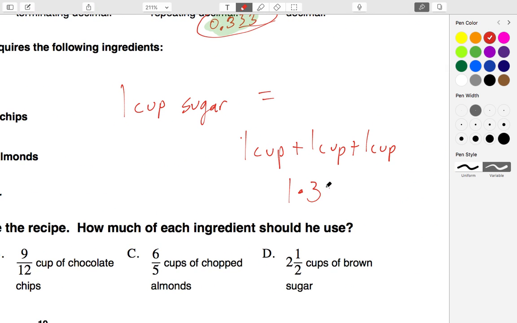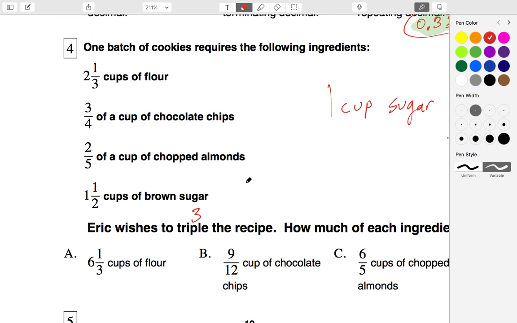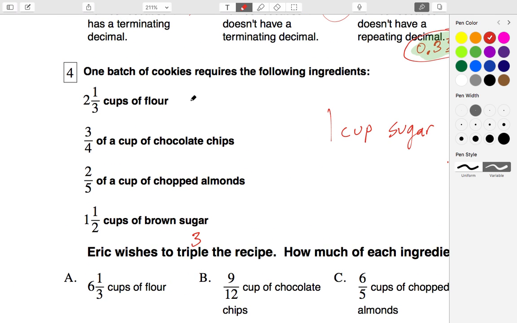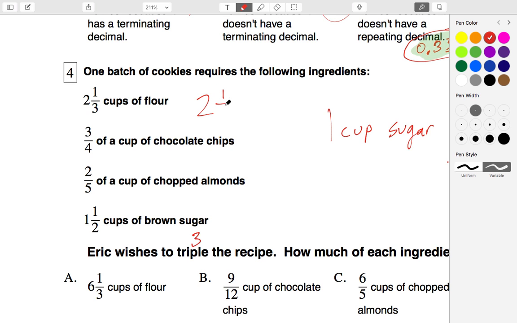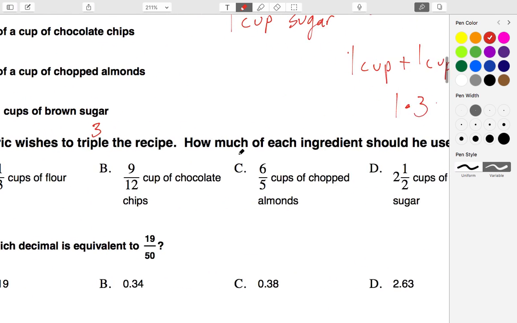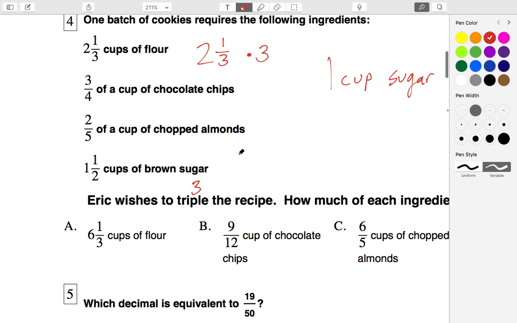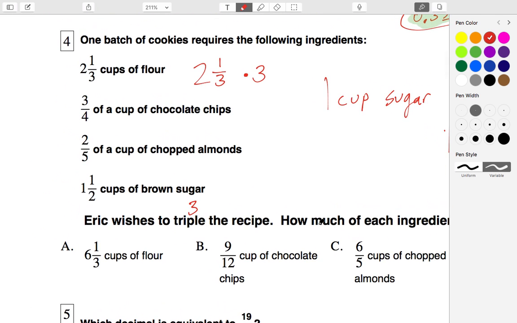That's important, that you start off with something easy to make sense of this, because you're going to want to say 2 and 1/3, and then you want to multiply by 3. So how much of each ingredient should he use? Now we don't have to go through and find each one first. We can work smart and start by asking which one is correct, A, B, C, or D. So let's look at flour.